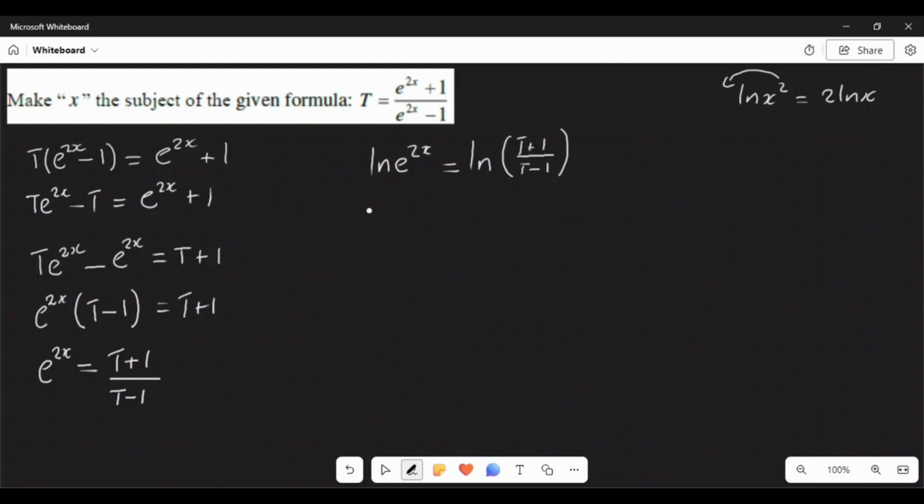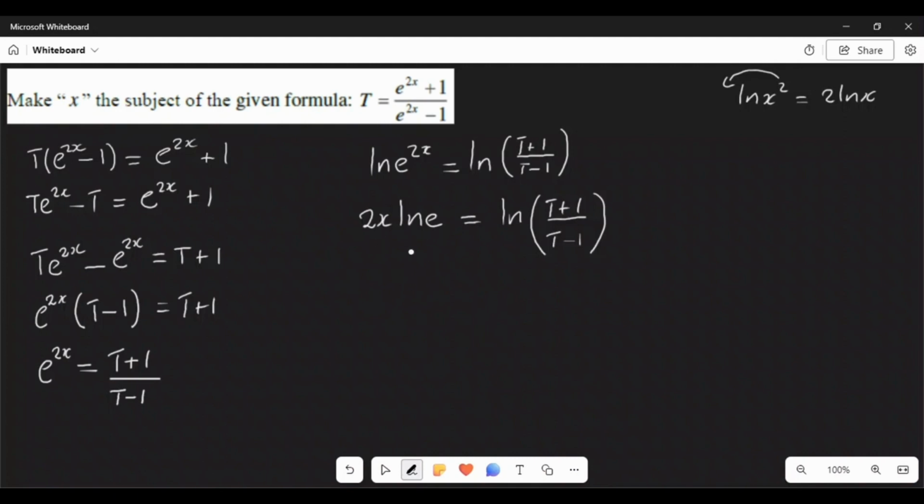So we're going to use this rule here on our left hand side. So we're going to take this 2x to the front. So it's going to be 2x, right, equaling to 2x multiplied by natural log e, right? And then on this right hand side, we just leave it as it is. We don't do anything at the moment. So natural log t plus 1 over t minus 1. Right, I hope you guys can see what's happening here.